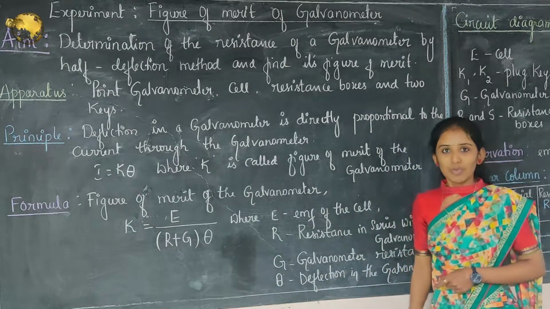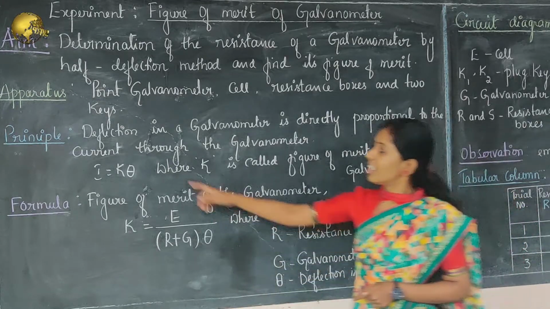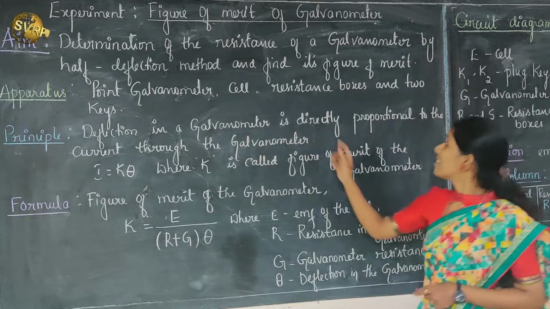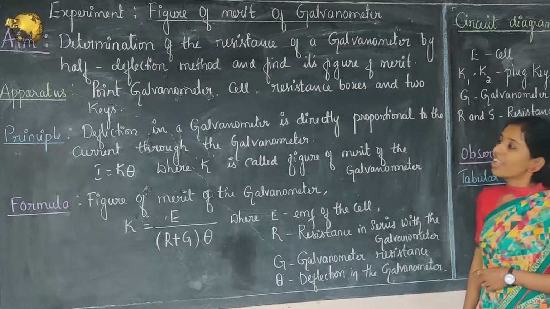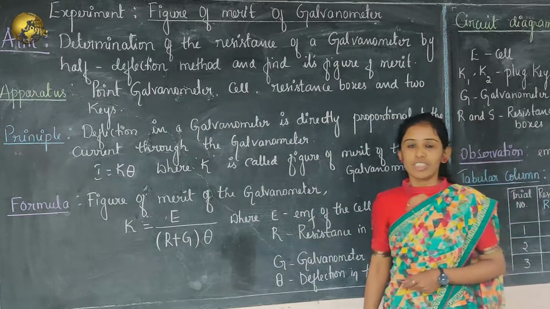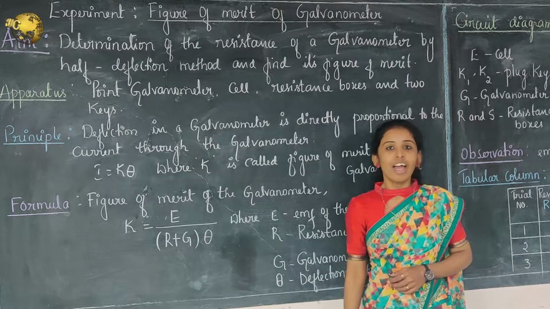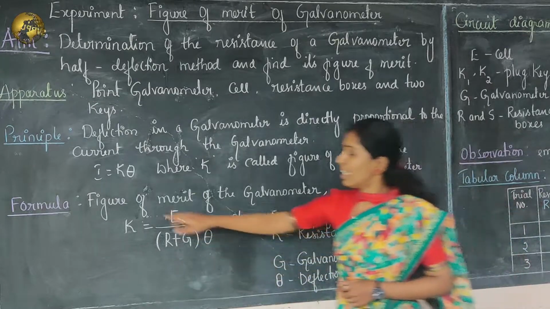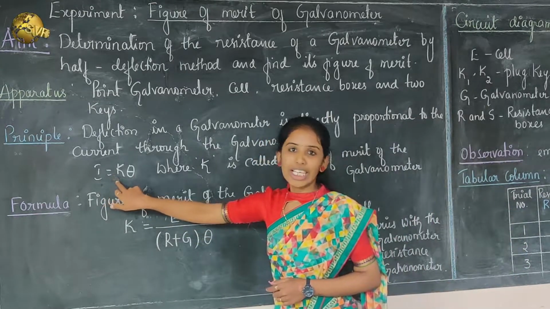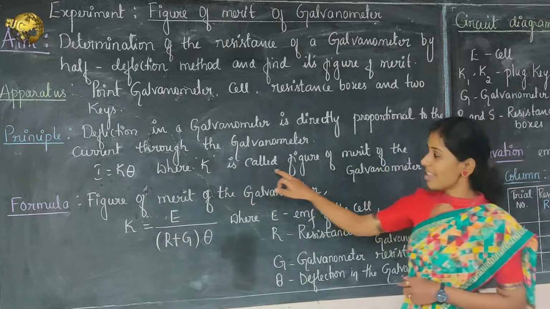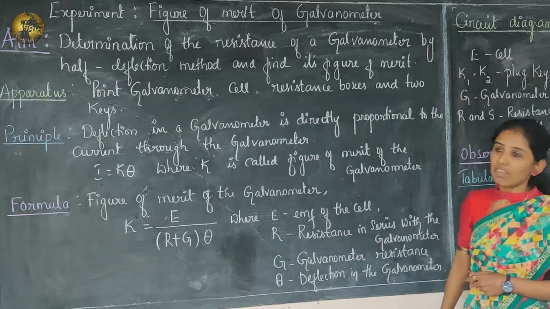The principle involved here is that the deflection in a galvanometer is directly proportional to the current through the galvanometer. That means if the current increases, the deflection increases and vice versa. The formula here is I equals K theta, where K is the figure of merit of the galvanometer.